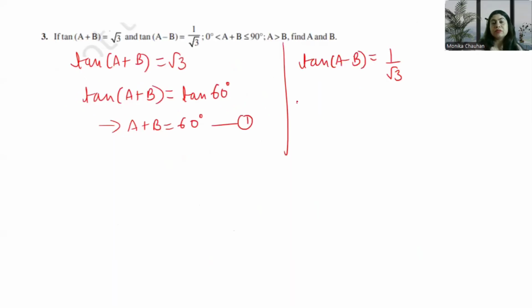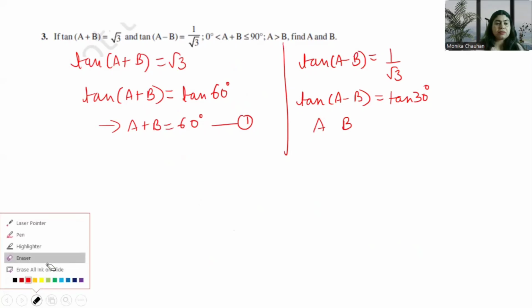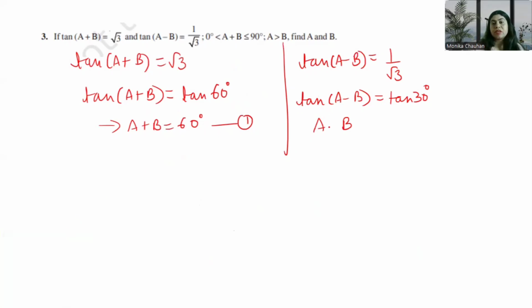So here, tan(A minus B) is equal to tan 30 degree. You can understand now that on both sides you have tan, so you can cancel. You are left with A minus B. One second, let me take the eraser. A minus B is equal to 30 degree. You can name it as equation 2. Now, how to solve these two equations? Easy.